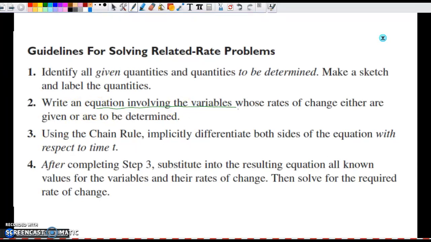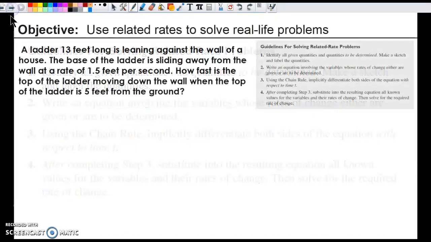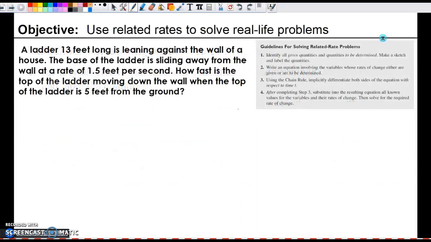Using the chain rule, you'll implicitly differentiate the different terms of the equation from part 2 with respect to time t. And it's usually going to be with respect to time. After completing step 3, substitute into the resulting equation all the known quantities and then solve for what you need. Here is an example.